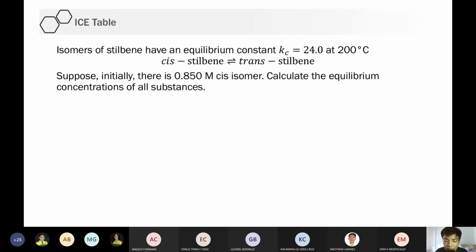So, let's have this problem. Isomers of stilbene have an equilibrium constant Kc equals 24 at 200 degrees Celsius. The reaction is given. Suppose initially there is 0.85 molar cis isomer. Calculate the equilibrium concentration of all species.